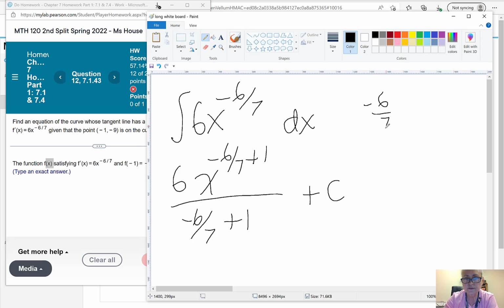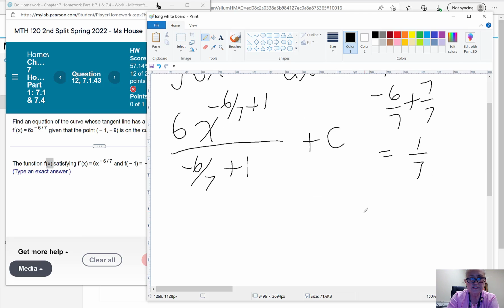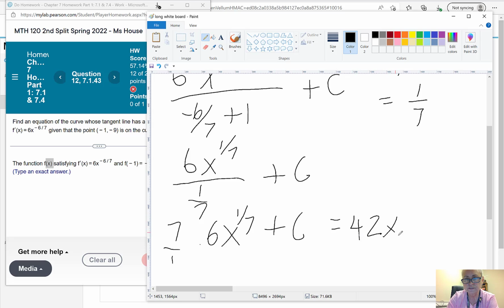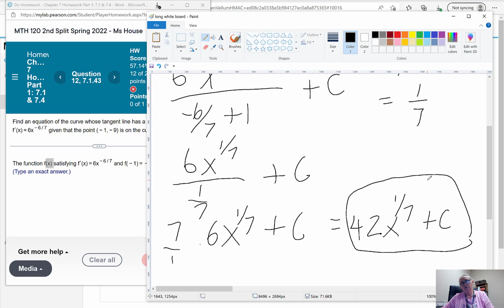Negative 6/7 plus 1 is negative 6/7 plus 7/7, so that's a 1/7. Okay, so that's 6x to the 1/7 over 1/7 plus c. And since this is dividing by a fraction, that gets flipped over. 7 over 1 times 6x to the 1/7 plus c. So that's 42x to the 1/7 plus c.